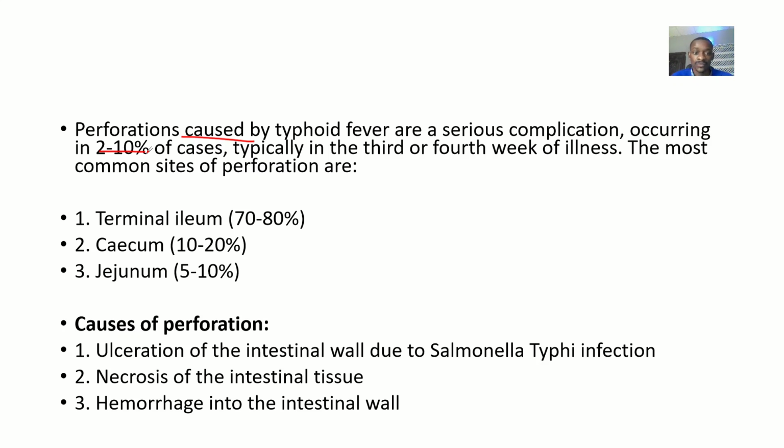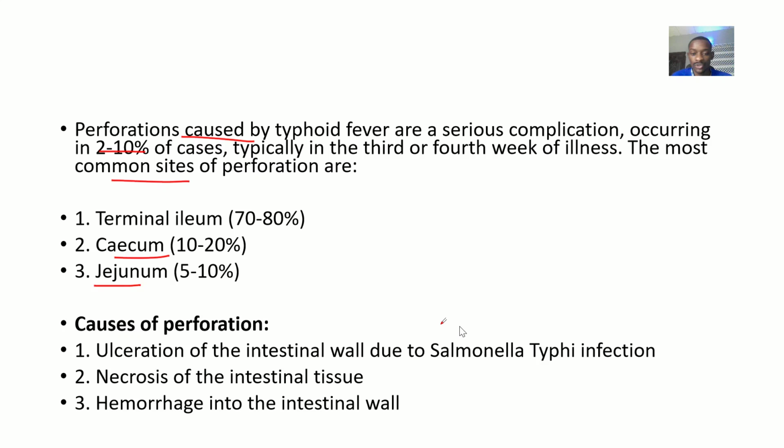Okay. So now, what are the most common sites of these perforations? You can have the terminal ileum. About 70 to 80% of the perforations occur in the terminal ileum. Then the cecum. About 10 to 20% of perforations will occur in the cecum. Then the jejunum. About 5 to 10% of perforation cases will occur in the jejunum.